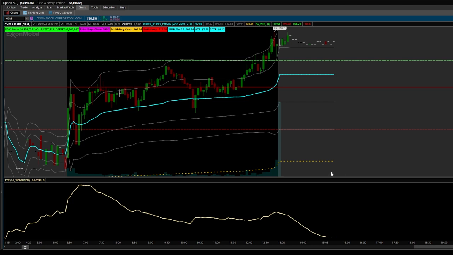Here we can also customize. We've got high standard, low standard, the high ATR, and the low ATR. As you can see, the high ATR and the low ATR are dotted, and the rest is solid.